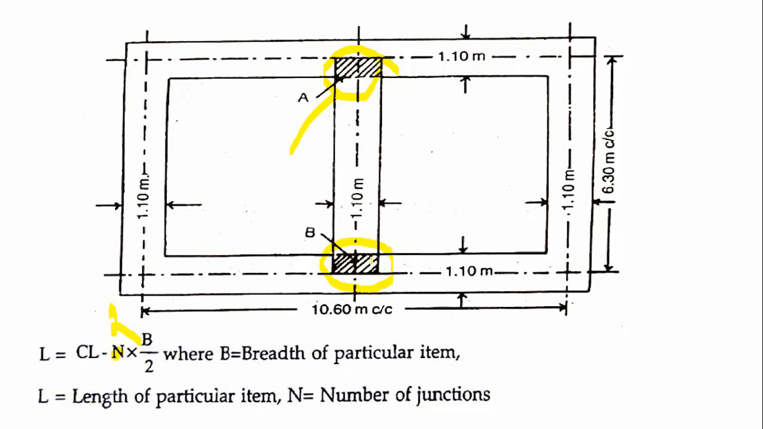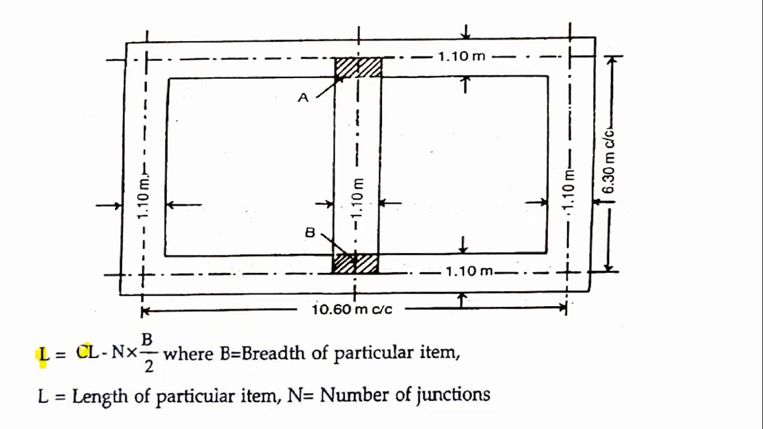For example, if you are calculating excavation, then the excavation width has to be substituted. If you are calculating brick masonry, then the width of the brick masonry has to be substituted here. It depends on what item we are calculating, that width or breadth of that particular item has to be substituted. So how to calculate the center to center length of the wall now?